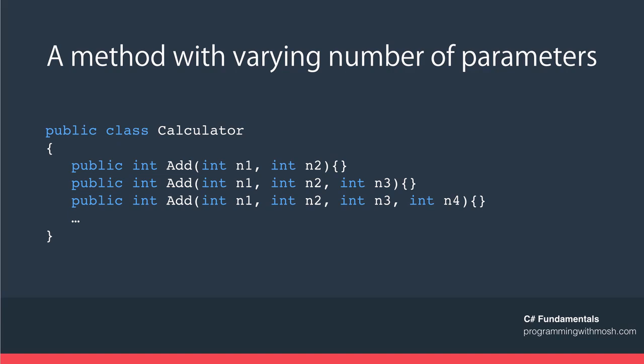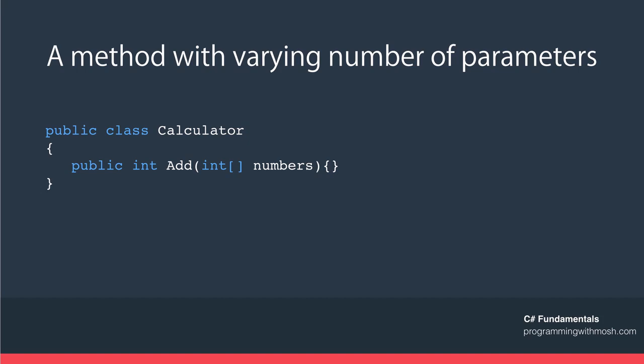Of course there is. The first step to make this code better is to use an array. So instead of overloading the add method 10 times, we can declare it only once and have it receive a parameter of type integer array. With this declaration, we can use the add method like the example you see here.